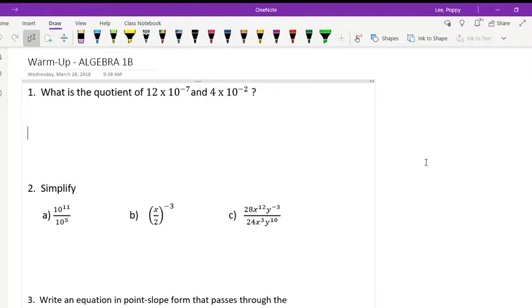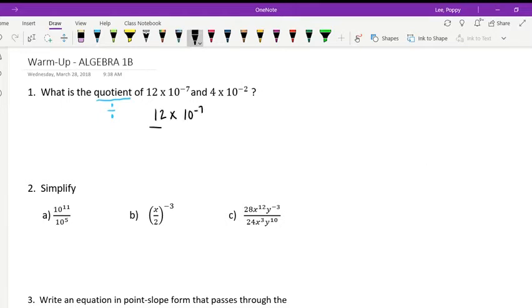All right, on today's warm-up, what is the quotient? The word quotient, if you remember correctly, means to divide. So we're going to take 12 times 10 to the negative 7 and place it over 4 times 10 to the negative 2. When you get ready to do this problem, you're going to divide your coefficients and subtract your exponents. Go ahead and pause the video right now and practice doing this problem.